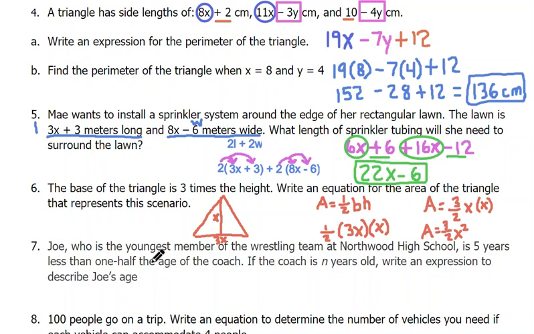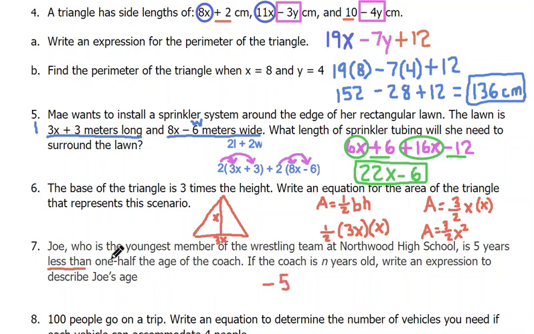All right, number 7, it says Joe, who's the youngest member of a wrestling team at Northwood High School, is 5 years less than 1/2 the age of the coach. If the coach is n years old, write an expression to describe Joe's age. All right, so let's see here. It says 5 years less than. Ooh, from, than, to, switcheroo. So less means subtract. The than means I switch it. So I know that minus 5 is going to go at the end.